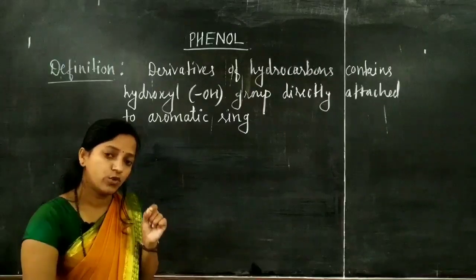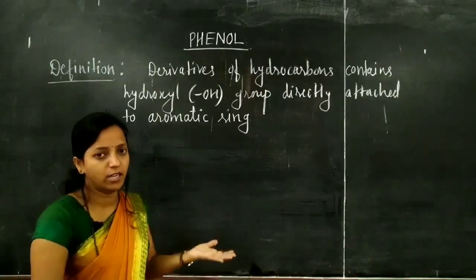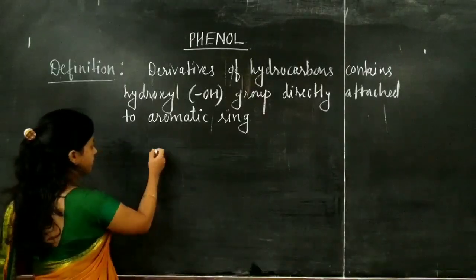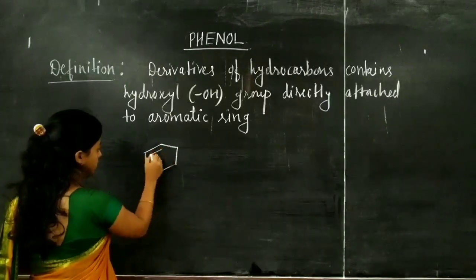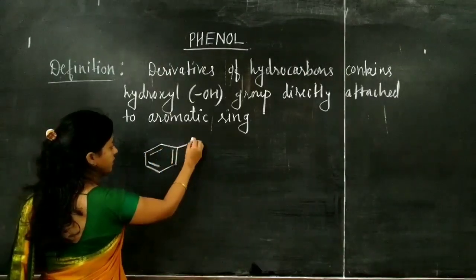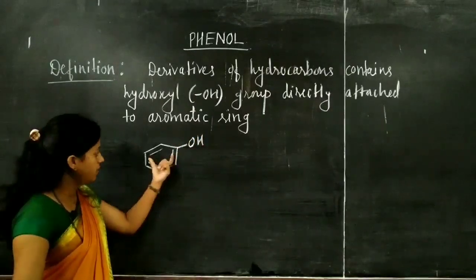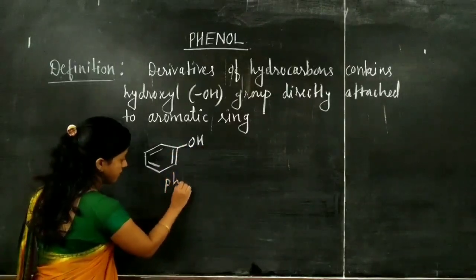So when it is attached to an aliphatic chain, then we call it an alcohol. For example, if we see here, this is our benzene. When OH is directly attached to a carbon of a benzene ring, then it is called a phenol. So this is the simple phenol.